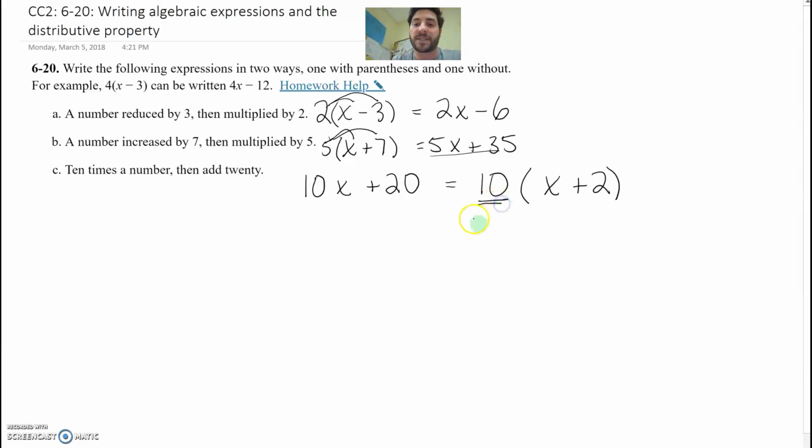That's what this is. This is the GCF, the greatest common factor of 10 and 20. I knew that they both could be divided into 10 equal groups. This would be 1 x in each group, and that would be 2 1's. So there you go. There are the expressions.